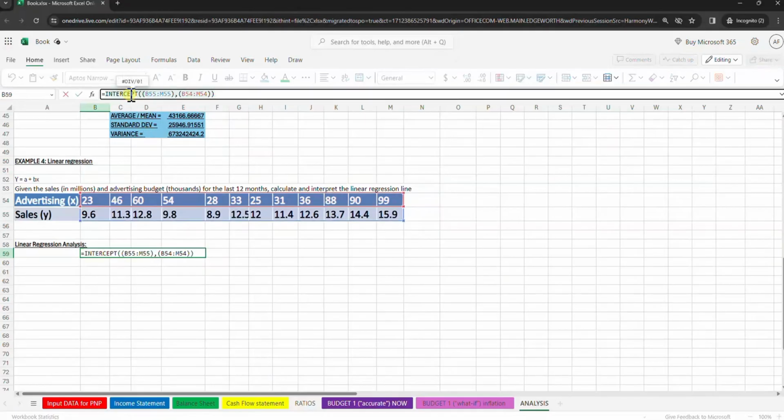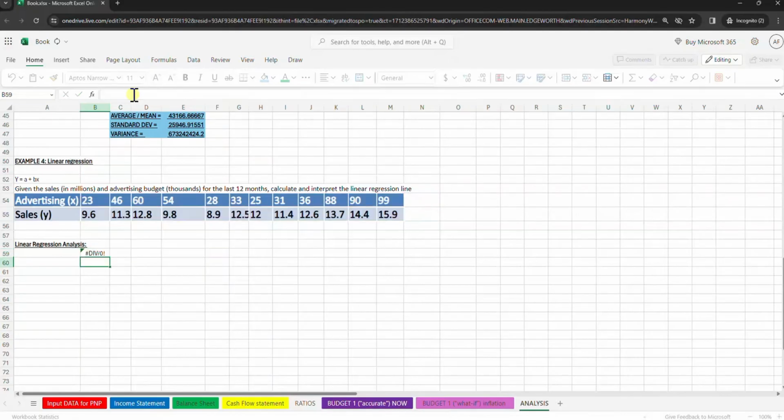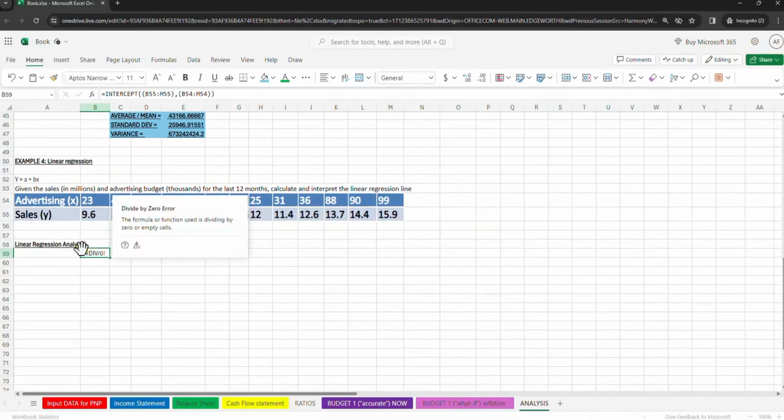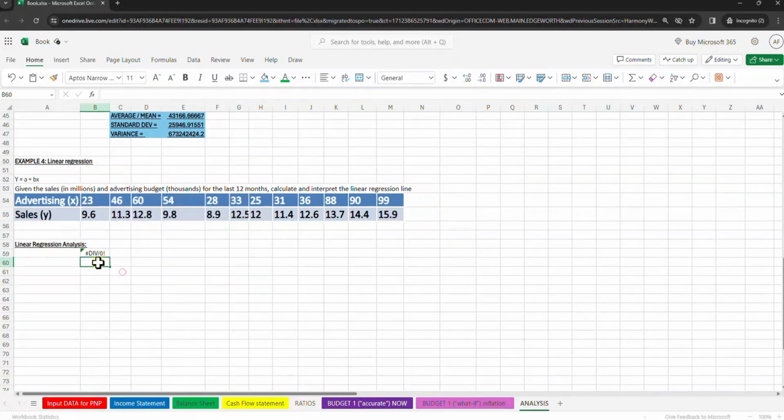Intercept. Are we selecting the right data? It looks right. Let's find out what's wrong here. The formula function uses dividing by 0 empty cells. I don't see any empty cells. That's odd. Those are all numbers. Okay, let's try that again. Let's delete it. All right, the intercept.